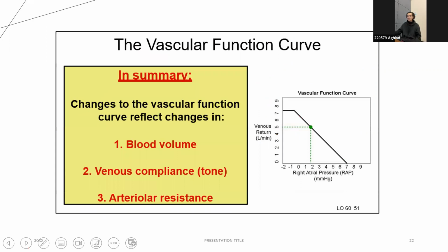So in summary, changes to the vascular function curve reflect changes in blood volume. An increase in blood volume shifts it up and to the right. Venous compliance: if it decreases, if the veins constrict or are less compliant, more blood is forced to the heart, and so up to the right again. Or if arteriolar resistance changes, it's up and down. That's it. There isn't left and right. Okay.